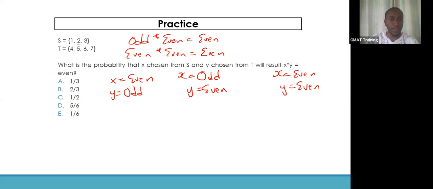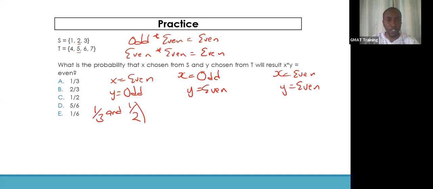So for X being even and Y being odd, what's the probability? X can only take 2, the only even number in S. That's 1 out of 3 options. And Y being odd, that's 5 and 7, 2 options out of 4. That's a half. Then we have X being odd and Y being even.